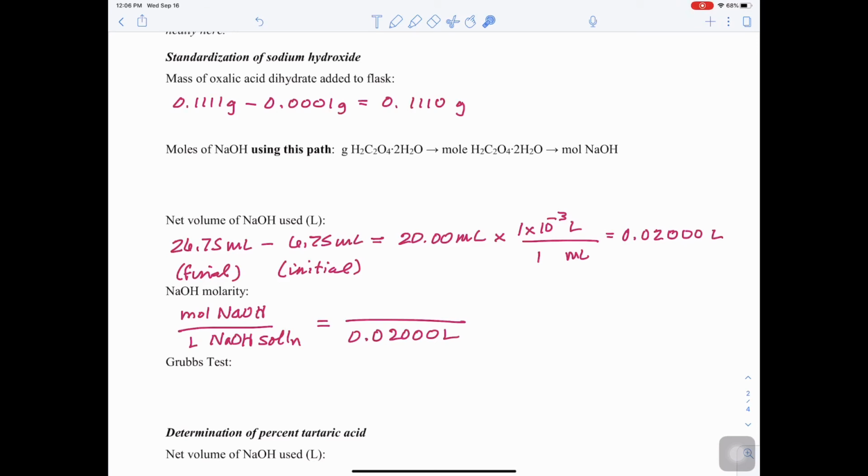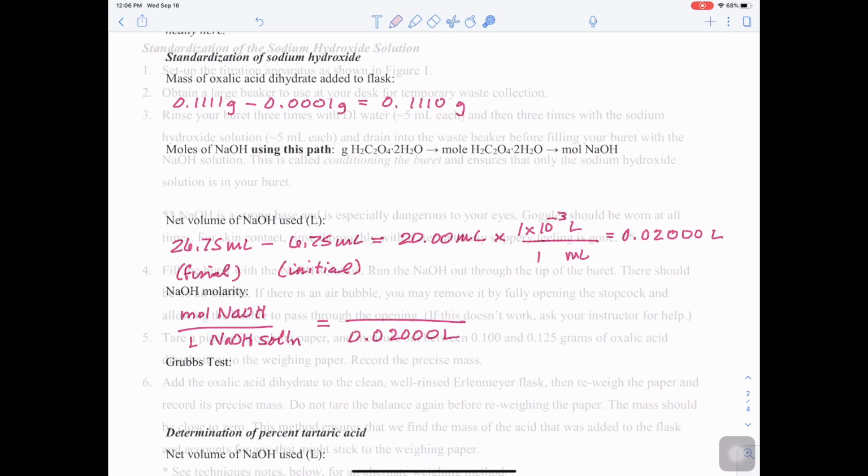We've done Grubbs test before and we're going to do Grubbs test again here. You can't do the Grubbs test until after you've done all 4 calculations. Again, the Grubbs test was explained in experiment 1.